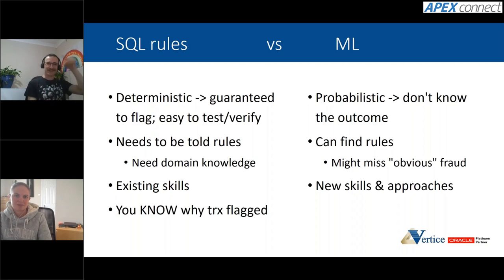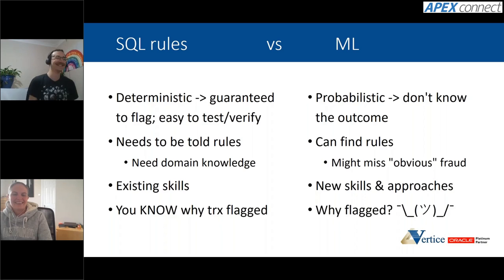Well, we know why, right? We just follow through the code and get to, oh yeah, you tripped that rule. Okay, we can adjust it or do whatever so that no longer happens, right? Can you do that, Abby?